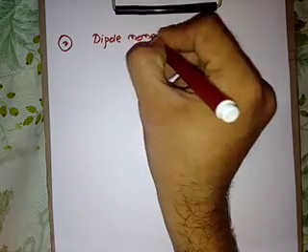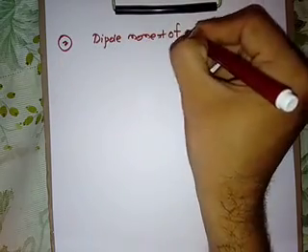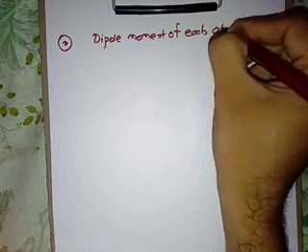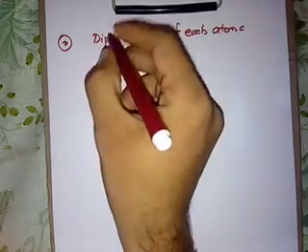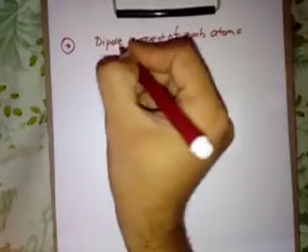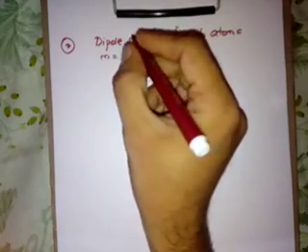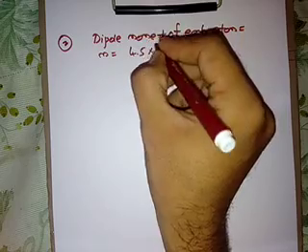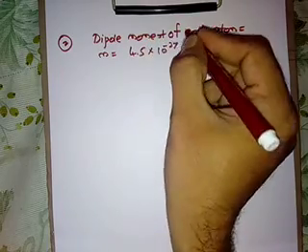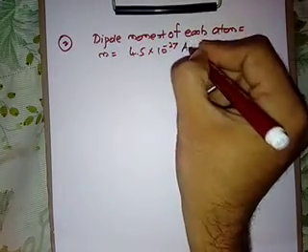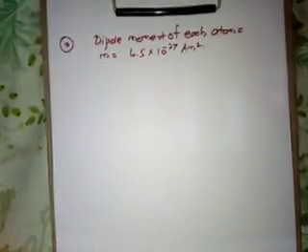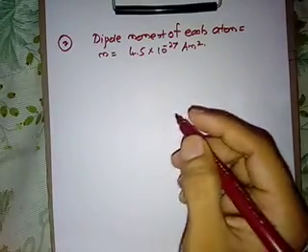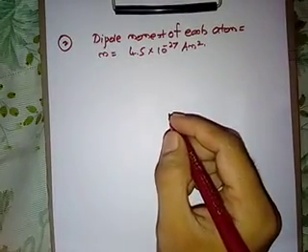Dipole moment of each atom, that is small m, that is equal to how much? 4.5 into 10 raised to minus 27 ampere meter square. This is the dipole moment of each atom. So how many atoms are there? 8.3 into 10 raised to 28.